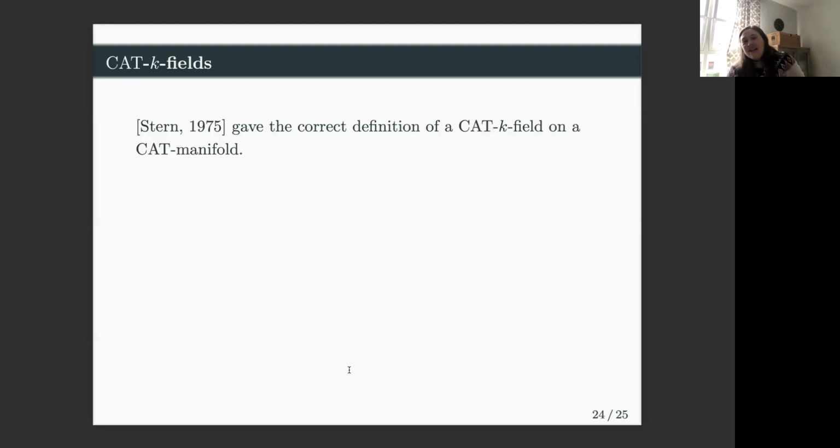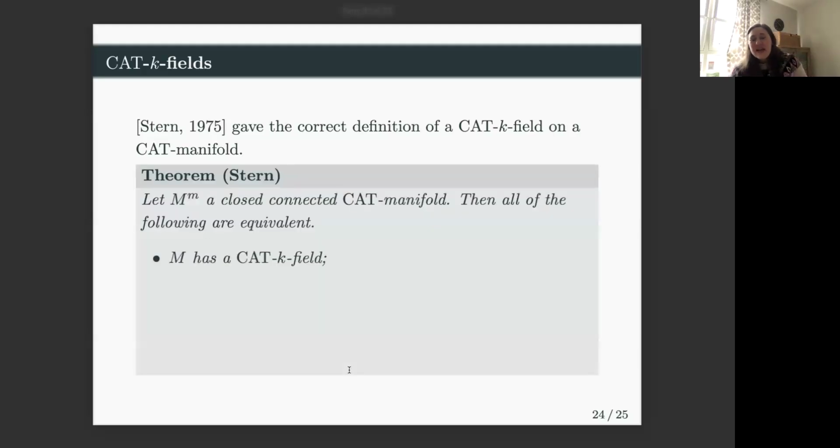And in 1975, Stern managed to define what a cat K field should be on a cat manifold. I'm not going to tell you what the definition is, but I'll tell you what sorts of things happen if you have a cat K field. The main thing is that this cat tangent bundle will contain a rank K trivial cat subbundle. So this is what we kind of wanted.